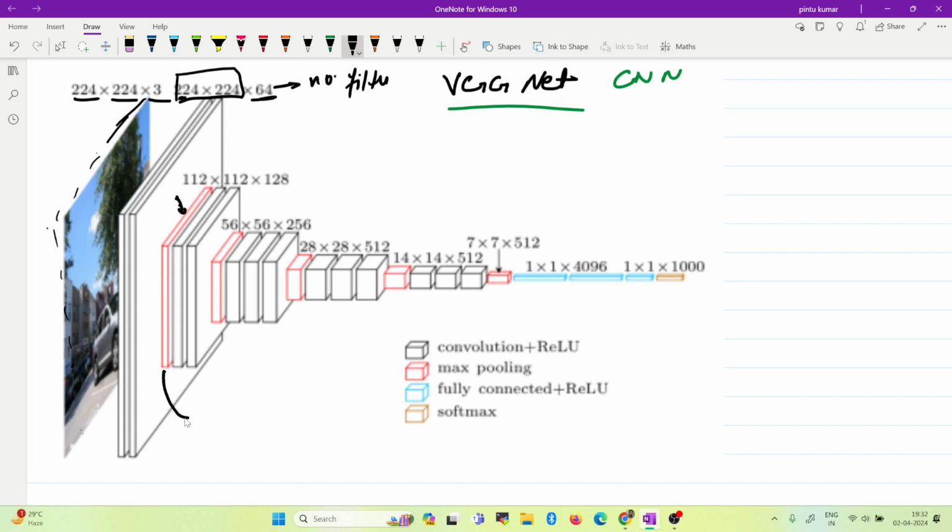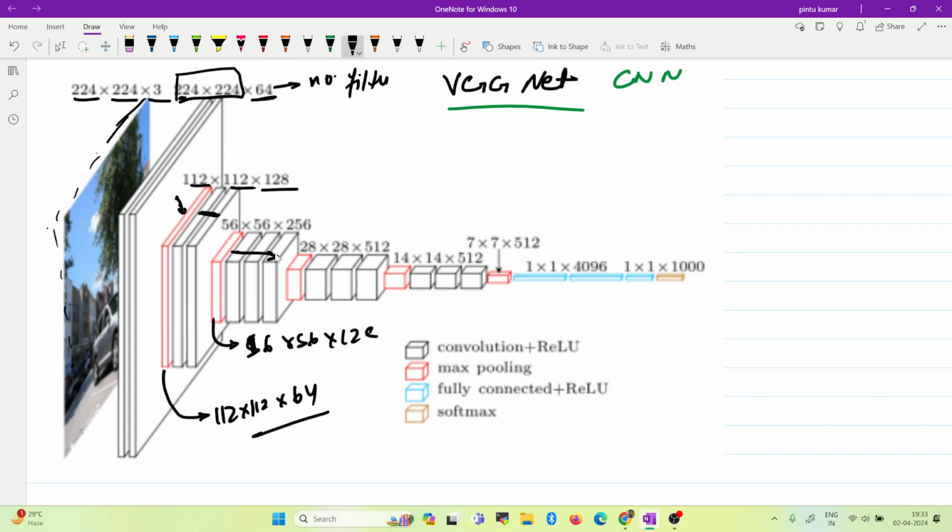So this red one over here would be of size 112 cross 112 cross 64. Then again there is a convolution plus ReLU, these black boxes. This is 112 cross 112 cross 128. So they have again increased the number of filters. Then again there is max pooling. This would be 56 cross 128.